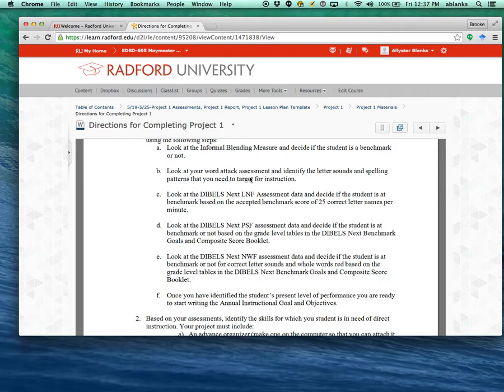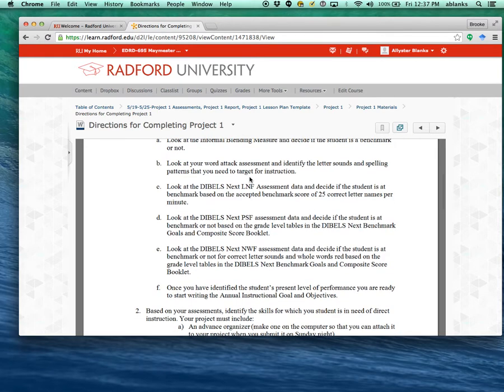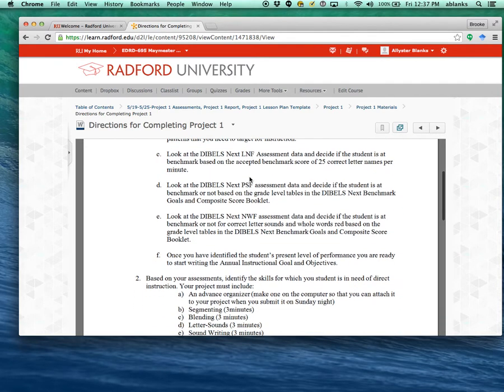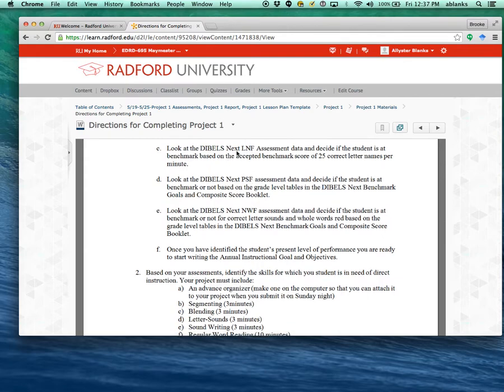It's either word attack or beginning phonics assessment. I can't remember exactly how I labeled it this time, but they mean the same thing. And so these tell you the letter sounds and the spelling patterns that you're going to need to target for instruction. You're going to give the letter naming fluency assessment data.